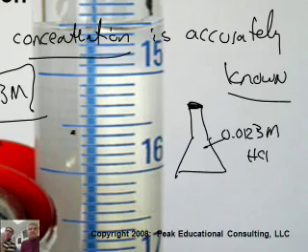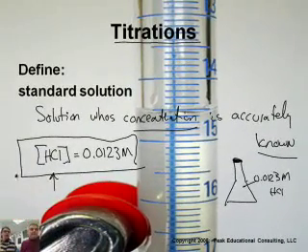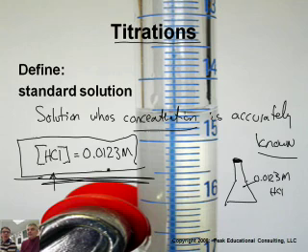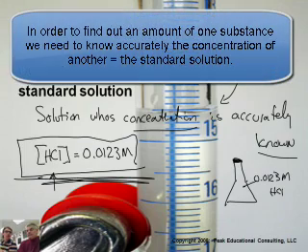Now, the reason we need a standard solution when we do titrations is because a titration is an experiment to determine the concentration of a substance. Or something else about it, not always concentration. But oftentimes, concentration or something else. We're going to find how much of the unknown we have, but we have to know something about something else. A concentration in this case.